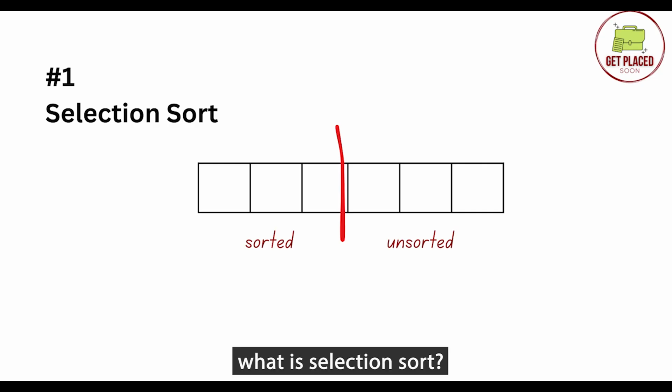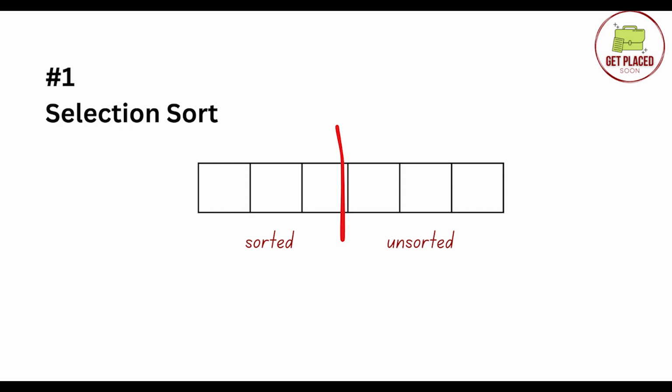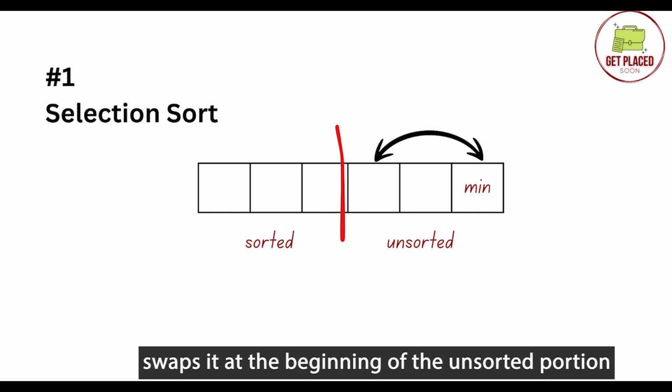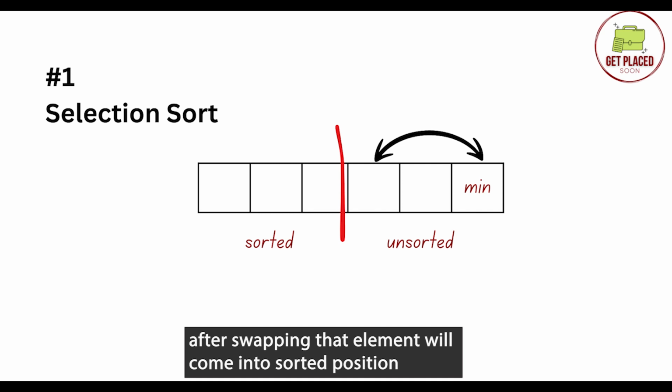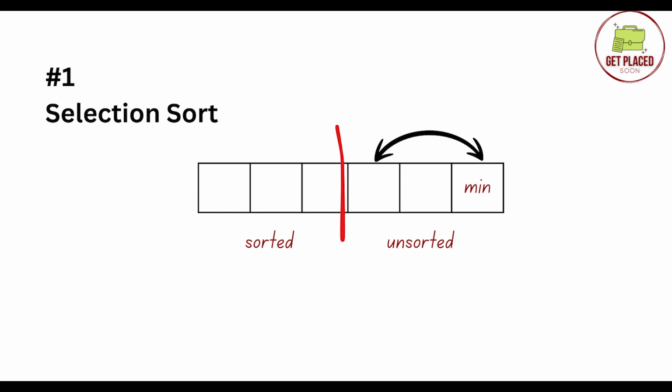First, let's understand what selection sort is. Selection sort is a simple comparison-based sorting algorithm, and it is divided into two parts. One is sorted and the other is unsorted. Sorted will be on the left side, unsorted will be on the right side. Here, this algorithm repeatedly selects the minimum element in the unsorted part of the array and swaps it with the beginning of the unsorted portion. After swapping, that element will become part of the sorted portion. This process is repeated until all elements in the array are sorted. This is how selection sort works. If you didn't understand, don't worry, we are going to check out the example.